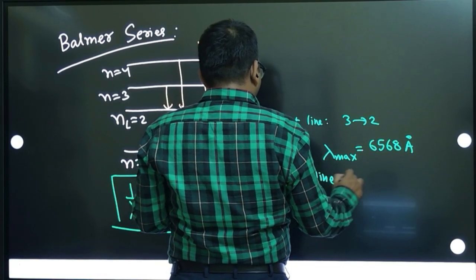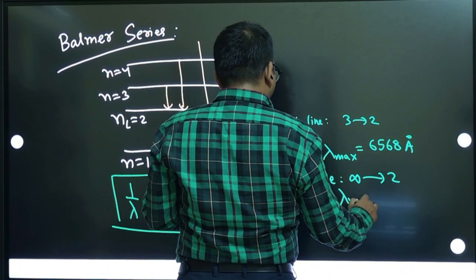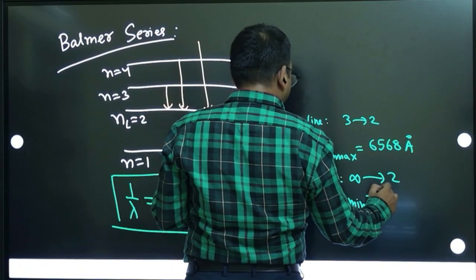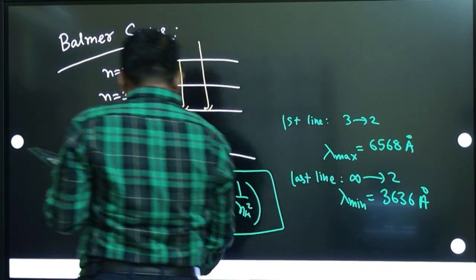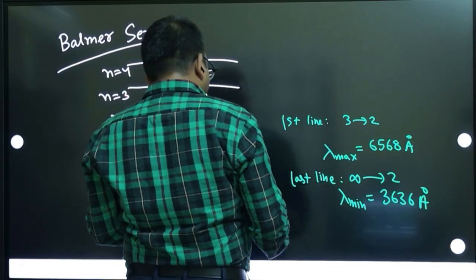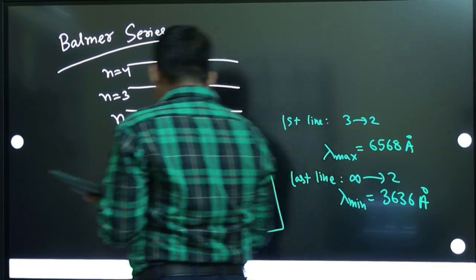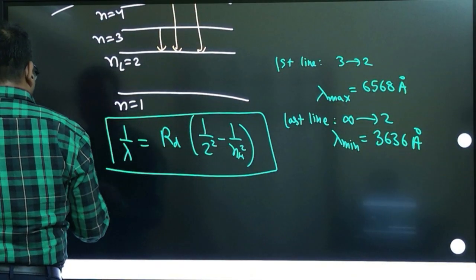The last line is happening from infinity to 2, so that gives the minimum wavelength. That minimum wavelength is nearly 3636 angstrom. And the point to be noted here is that this is going to lie in the visible region. Okay, so Balmer series lies in the visible region.